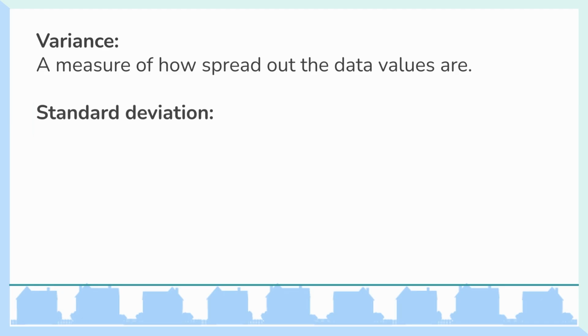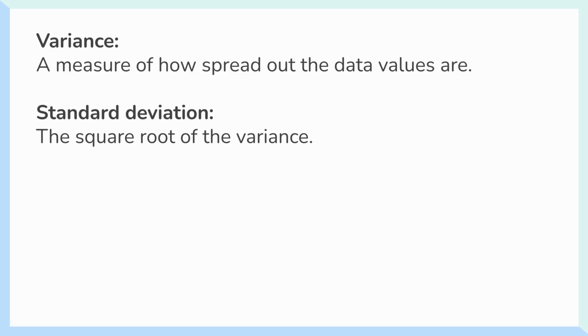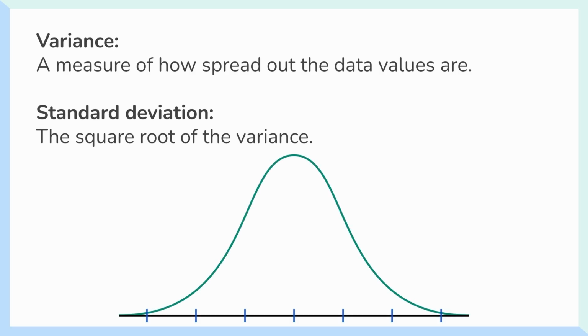We can find the standard deviation, which is just the square root of the variance. This is useful because the standard deviation is measured in the same units as the dataset, whereas the variance is measured in square units. Additionally, standard deviation is a useful measure for normal distributions. If a dataset has a normal distribution, the data will form a bell curve. About 68% of the data will fall within one standard deviation of the mean. About 95% of the data will fall within two standard deviations of the mean, and about 99.7% of the data will fall within three standard deviations of the mean.